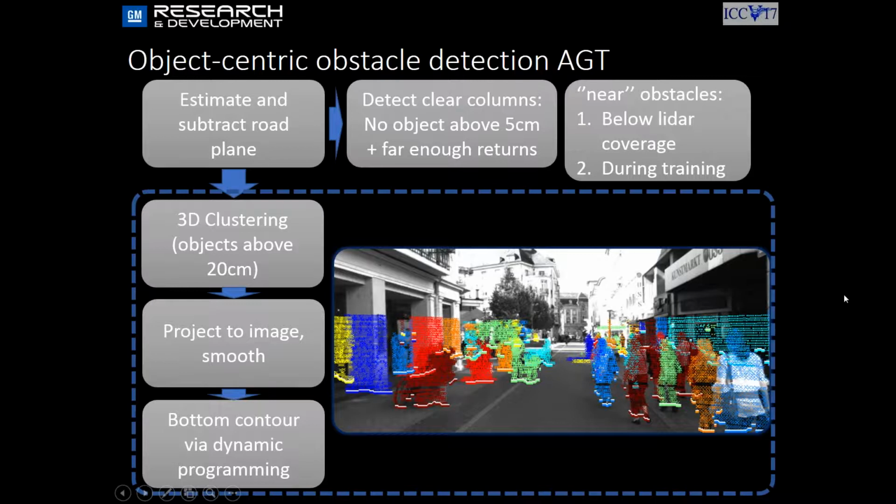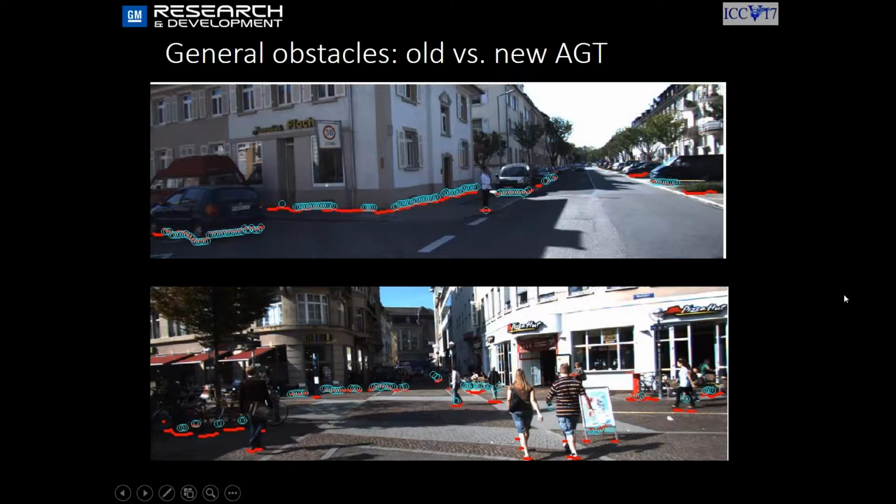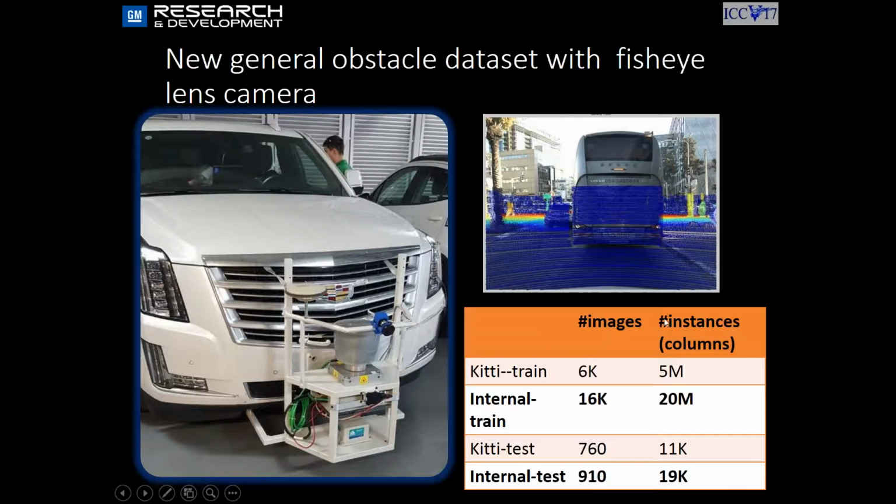So we have a much larger coverage. You can see examples of the old versus new automated ground truth. The new automated ground truth is in red, and it can capture many more examples that the old one couldn't. And in terms of performance, we also collected our own internal data set.